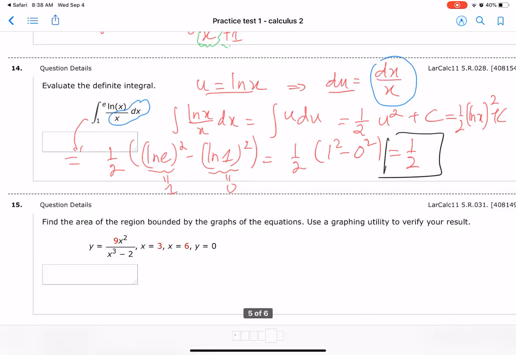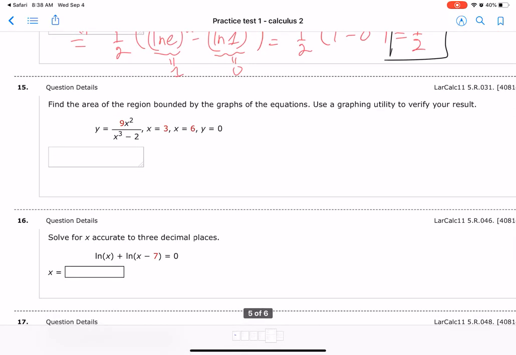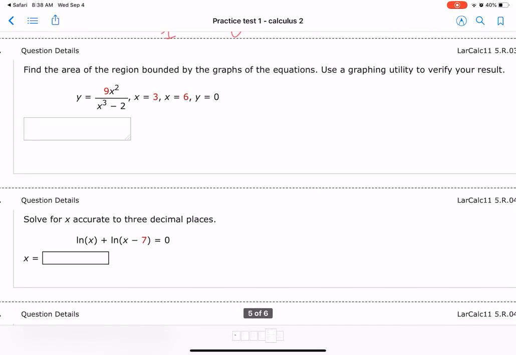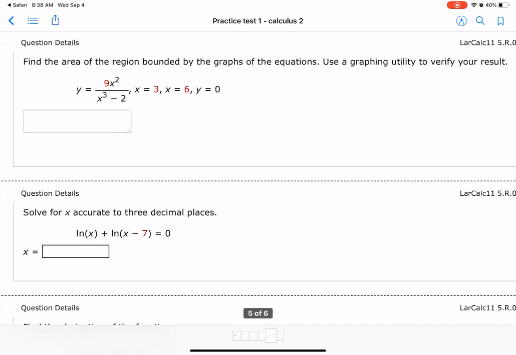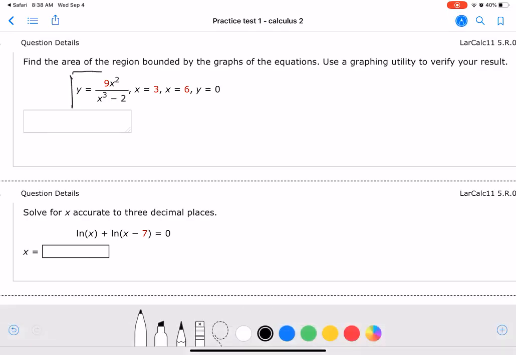Okay. Let's move to the next one. Find the area of the region bounded by the graphs of the equations. In this problem, you don't see any graph, so we have to make the graph for ourselves. But I don't ask you to do an exact graph of this function, because we don't need that.